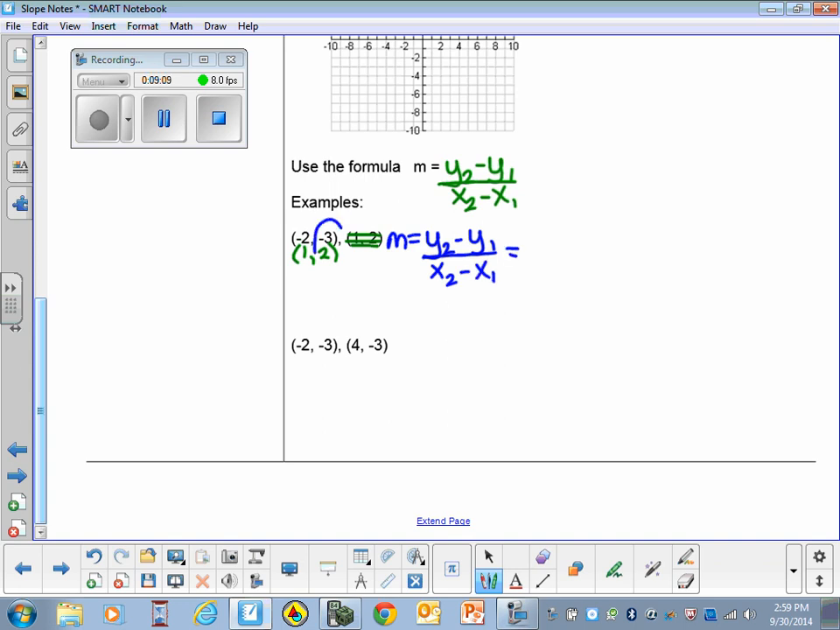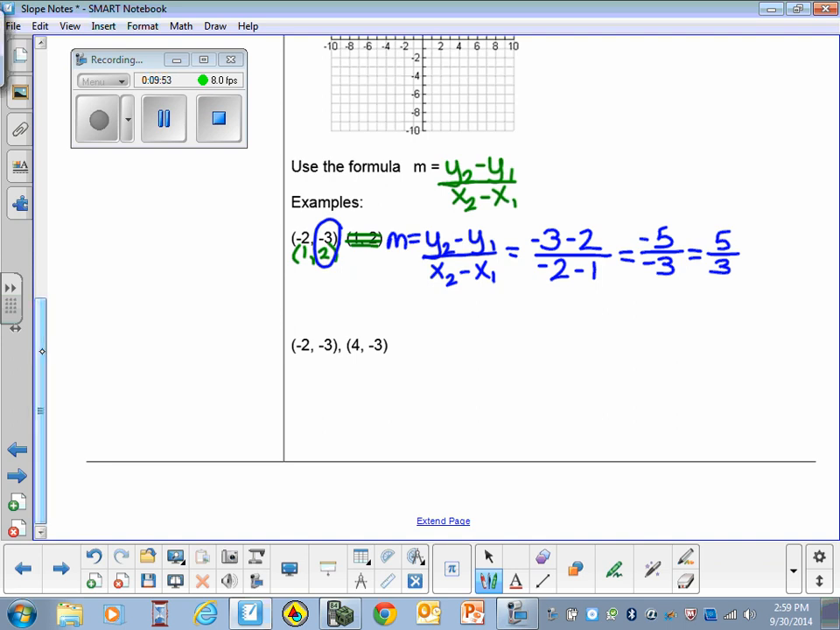Here are my y's. And I'm just going to do negative 3 minus 2, top to bottom, divided by. I have my x's, go top to bottom, negative 2 minus 1. So that's negative 5 over negative 3. And that simplifies to positive 5/3. If you write them on top of each other like this, and always substitute top to bottom, you won't get the numbers mixed up. If you substitute incorrectly, if you start with negative 3 on the top, but you start with the 1 on the bottom, you're going to get the wrong answer.